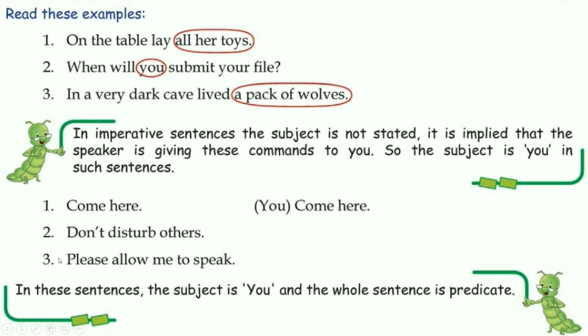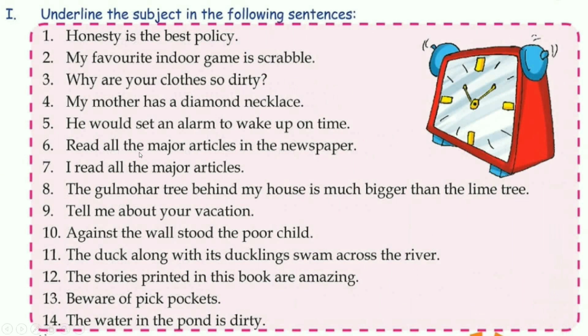So children, in these imperative sentences, you is hidden. The subject is hidden. It is understood that I am speaking to you. Okay, so you is hidden here. So you is our subject. In these sentences, the subject is you and the whole sentence is the predicate. Okay, now let's come to bookwork.